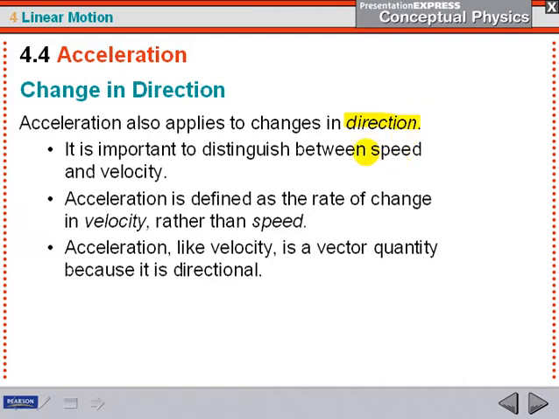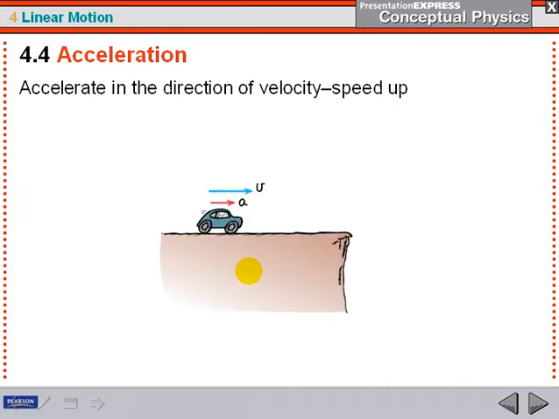Now, here's speed and velocity. Acceleration is not the change in speed, it's the change in velocity, not speed. The reason is that speed could be speeding up or slowing down, but it doesn't take into account direction. Acceleration is a vector quantity because it talks about the change in velocity, which is also a vector quantity. Acceleration can be directional.